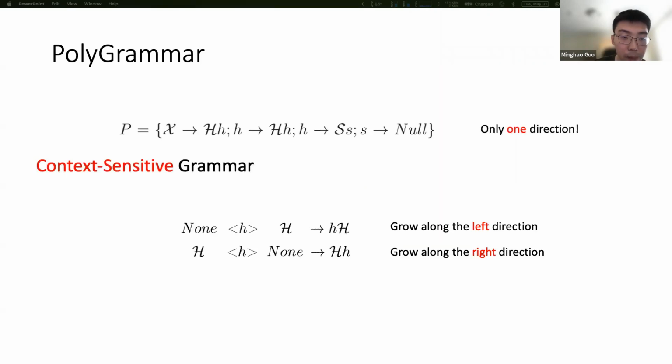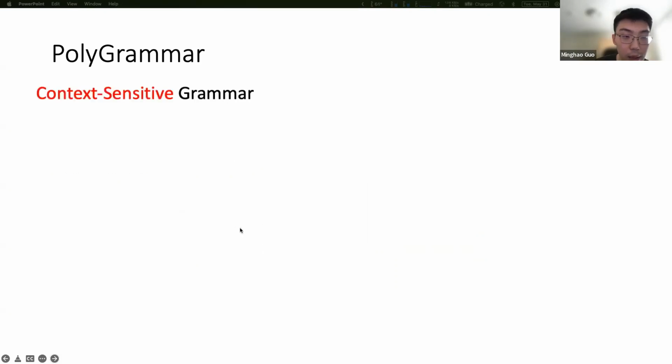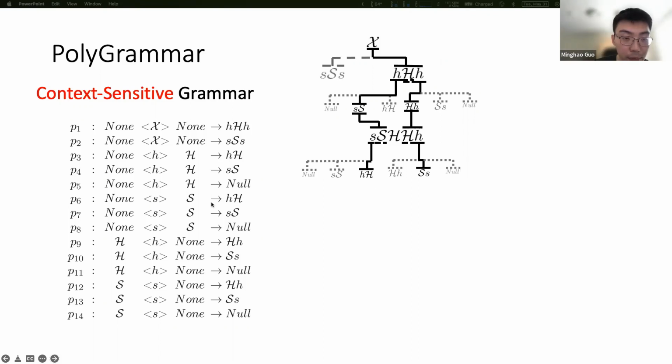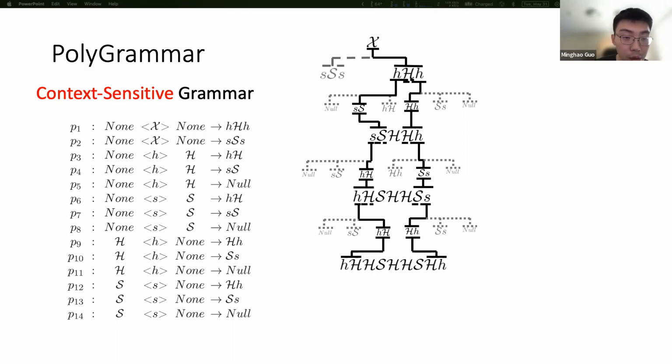So it is not imitating the real generation process of polyurethane, which can grow in 2 directions. That is why we introduce the context-sensitive grammar, where on the left-hand side you consider the context surrounding each non-terminal symbol. Here is an example of the context-sensitive grammar: with only 14 rules, you can iteratively expand the non-terminal symbols in the kernel string.